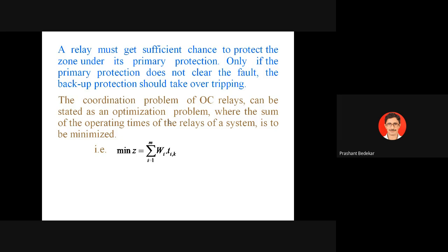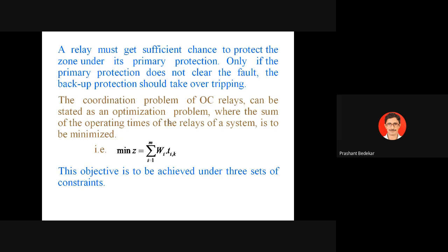That is Tik. The total time of operation of relays of a system is to be minimized. Now this is the objective function, and it is not a problem where we do not have a limitation or restriction. There are limitations, restrictions, and those are the constraints. Let's see the constraints. This objective is to be achieved under 3 sets of constraints.